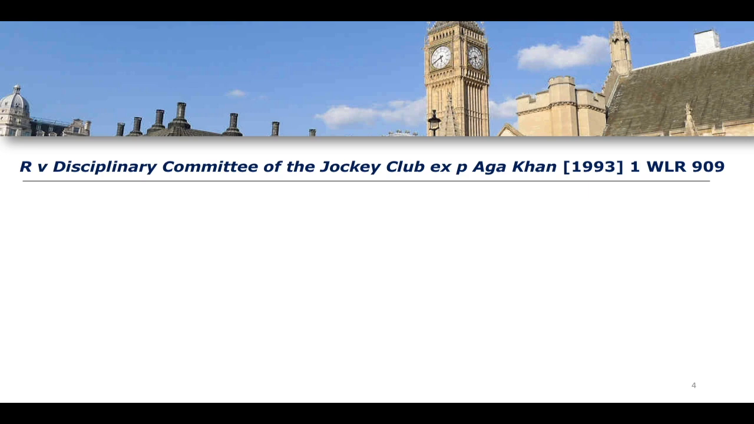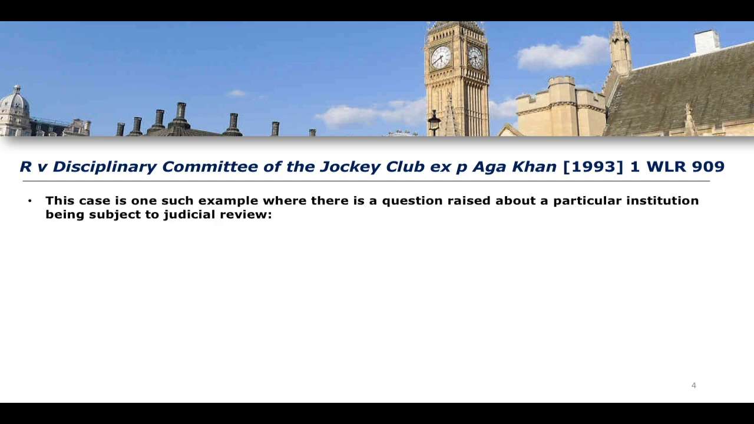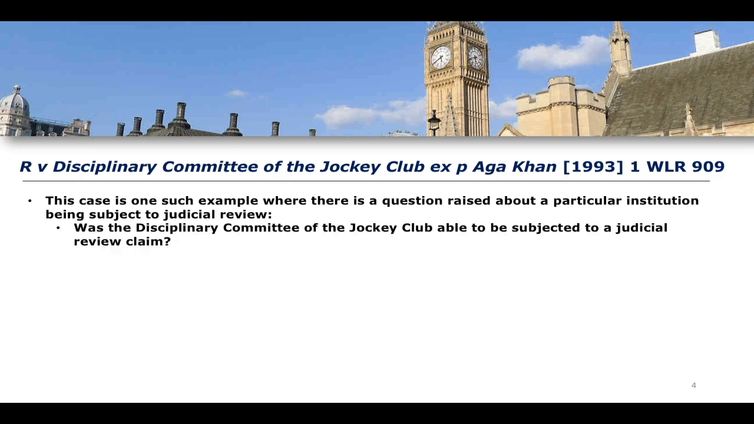Now, the case of Crown versus the Disciplinary Committee of the Jockey Club is one such example of where the courts have been invited to examine what it means to be a defendant in a judicial review case. This case concerned an example of which kind of institutions could be subject to judicial review, and it gave us an indication as to how this is determined. Firstly, was the disciplinary committee of a jockey club able to be subjected to a claim of judicial review? Did it fit the bill for being a successful claim in judicial review?